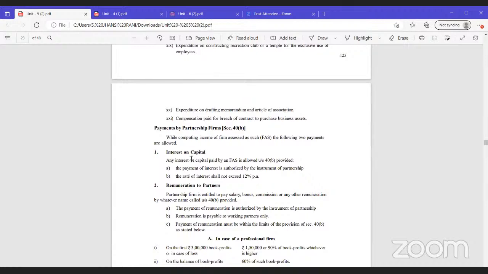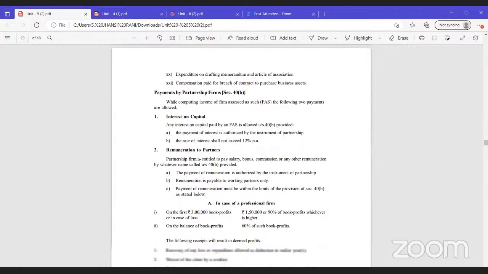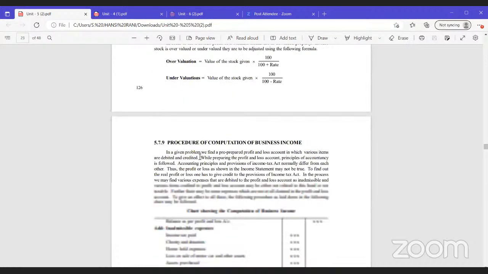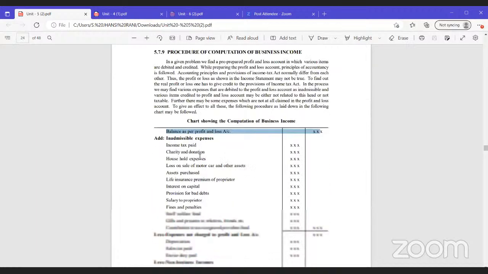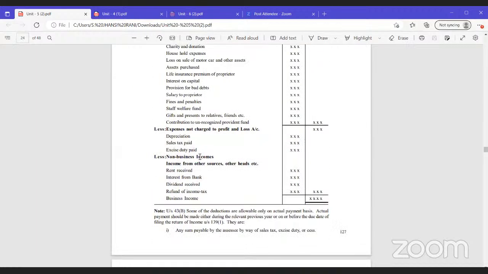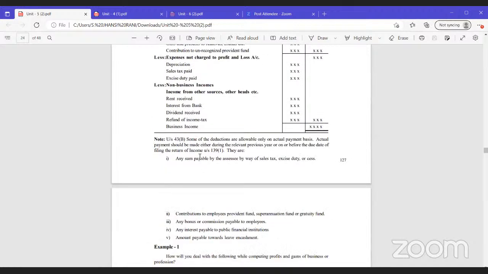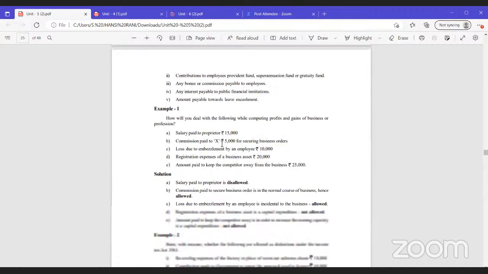Next, payment by partnership, interest on capital. So you have to memorize this. There is no other option. Okay, there are a number of things we have to. Just if you get some idea, if you do some practice of problems, it automatically gets it.